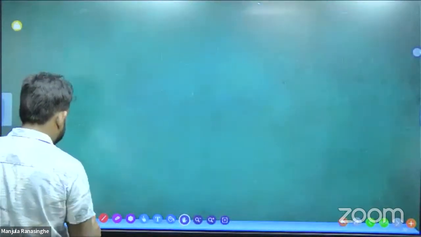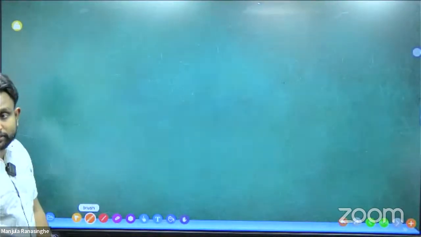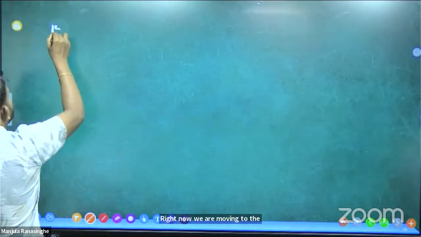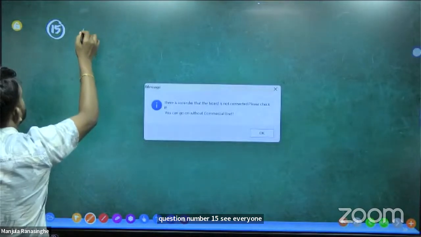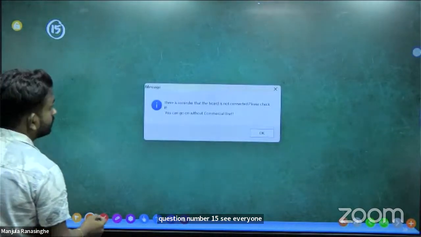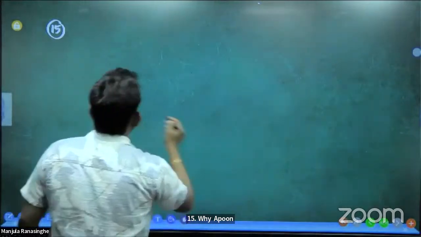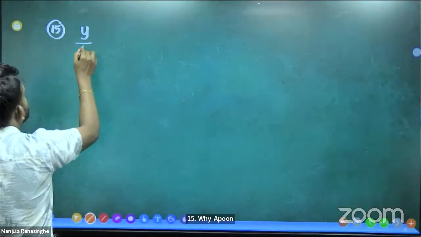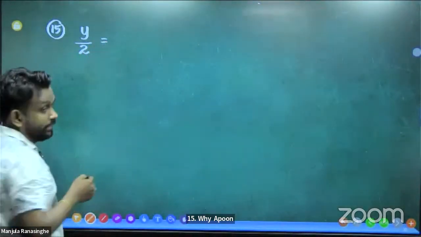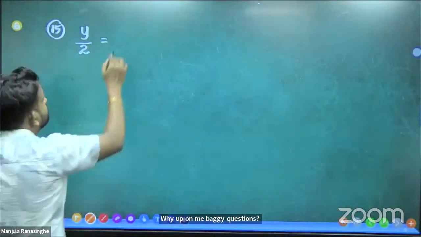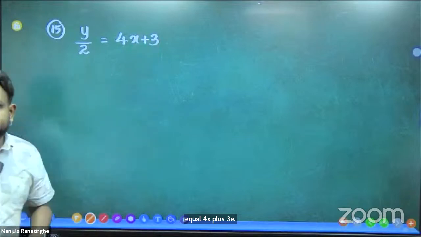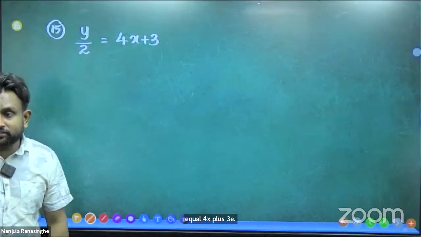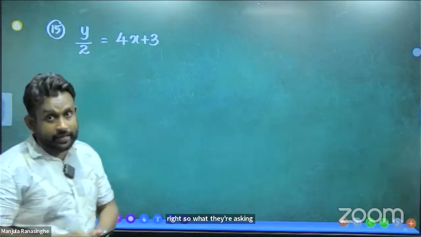Right, now we are moving to question number 15. See everyone, 15: y upon 2 equal 4x plus 3. Questions like this can come. So what they're asking is to write the gradient and the intercept of the straight line.